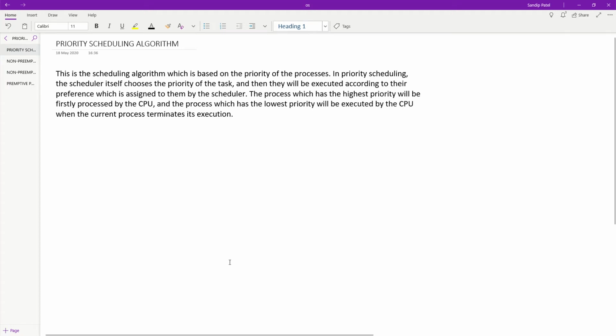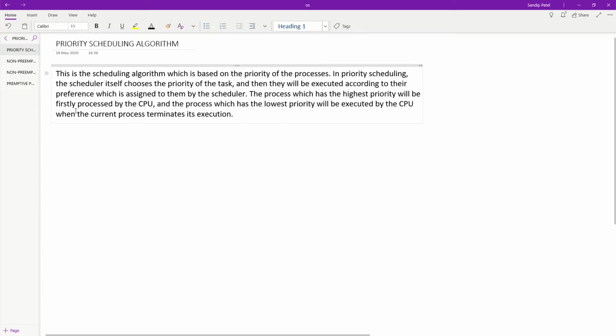Hello everyone. In this lecture we will learn the priority scheduling algorithm. As the name suggests, it's based on priority. The priority will be assigned to each and every process, so this scheduling algorithm will choose a particular process based on the priority.